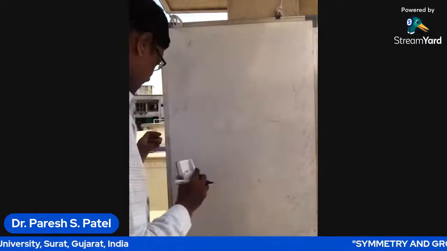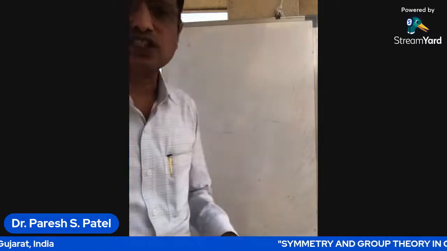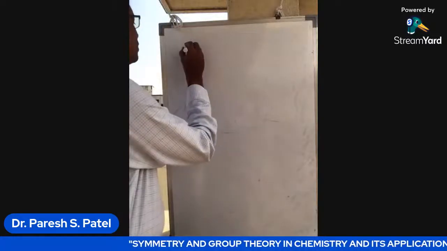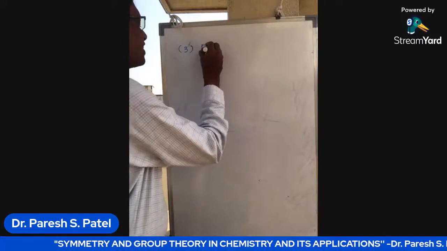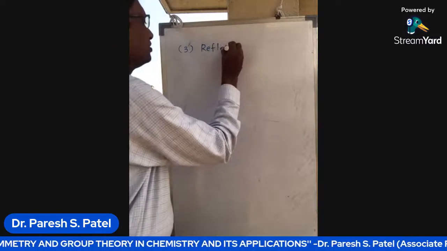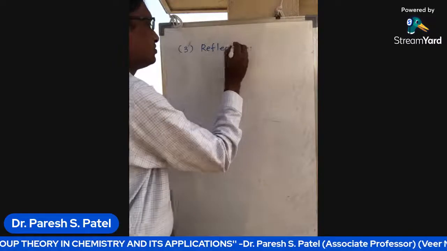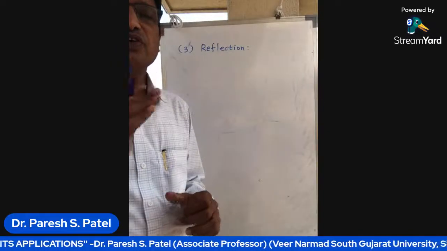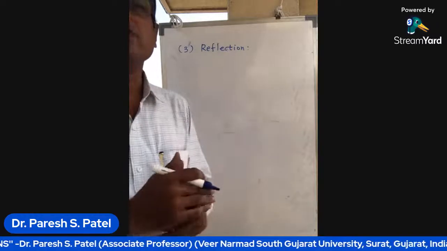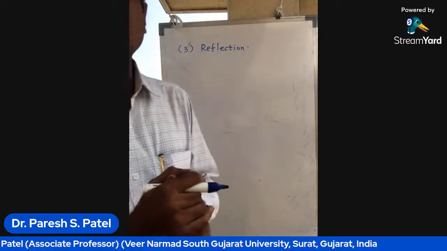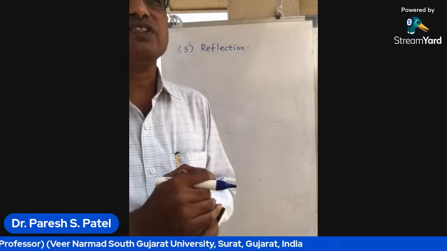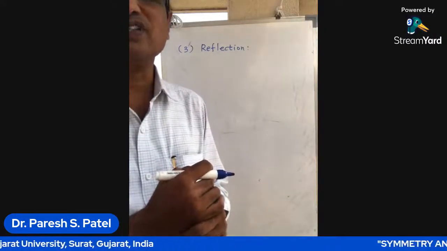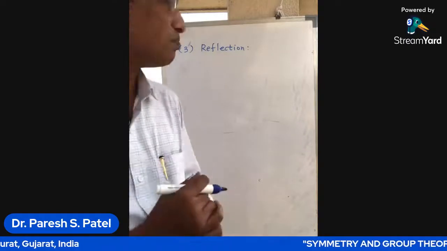So now the next title is the matrix representations for the reflection symmetry operation. The third symmetry operation is reflection. In case of reflection, imagine a mirror, and with the help of that mirror we can bisect the molecule in such a way that one part is the mirror image of the other part of the molecule.